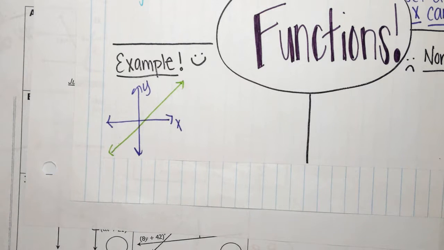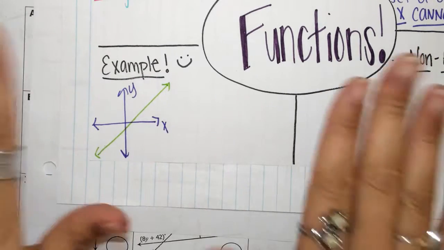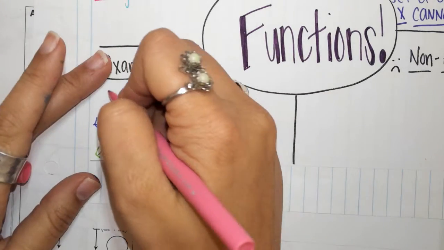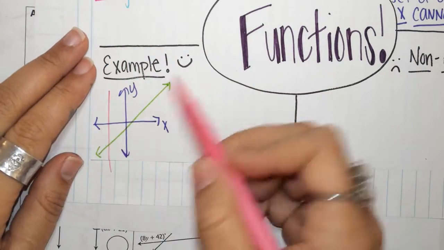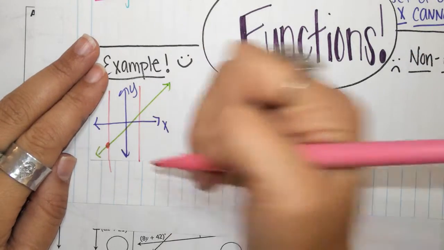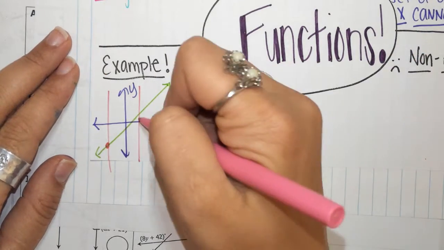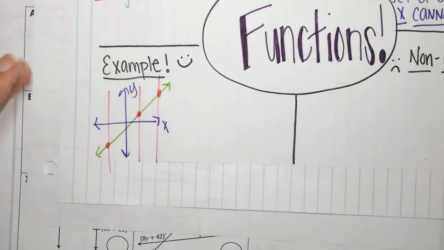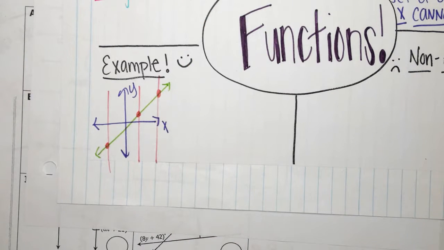Alright, this is our relation, and we're going to do the vertical line test to see if it's a function. So what you're going to do is draw a vertical line through it. Boom. How many times does it hit the green line? Once. That's a function. Let's try over here. That's a function. Boom. We're going to try it up here. Hits once. That's a function. Yay. That's all you have to do.